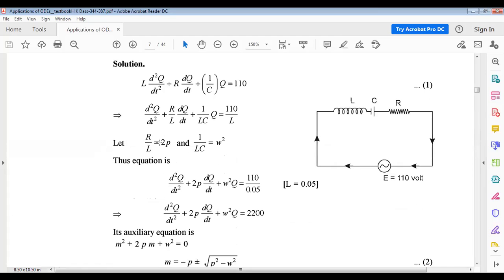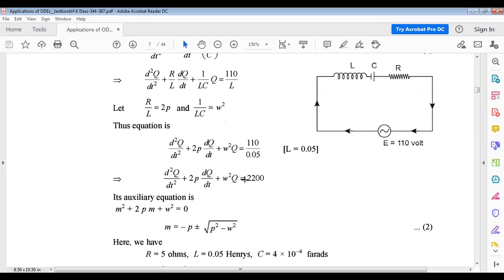R by L equals what? Twice P. And 1 by LC equals what? Omega square. Okay? Here capital Q is the amount of charge, the total amount of charge. Capital Q will be the dependent variable and t is the independent variable. Remember it. So the equation becomes a linear differential equation, with 220, 200, because L equals 0.05.